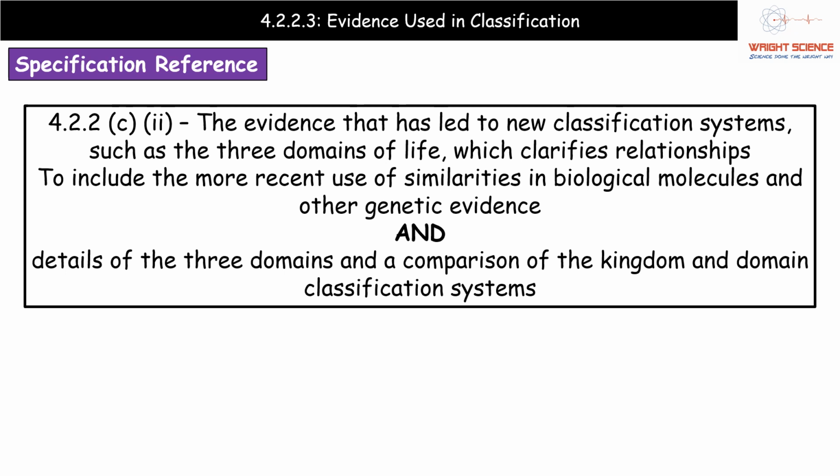Hi everyone, and welcome to our video on the evidence used in classification. What we're going to be doing in this video is having a little look at the specification reference 4.2.2c part 2, the evidence that's led to new classification systems such as the 3 domains of life, and we're going to be having a look at biological molecules, genetic evidence, and then the details of those 3 domains with a comparison of kingdom and domain classification systems.